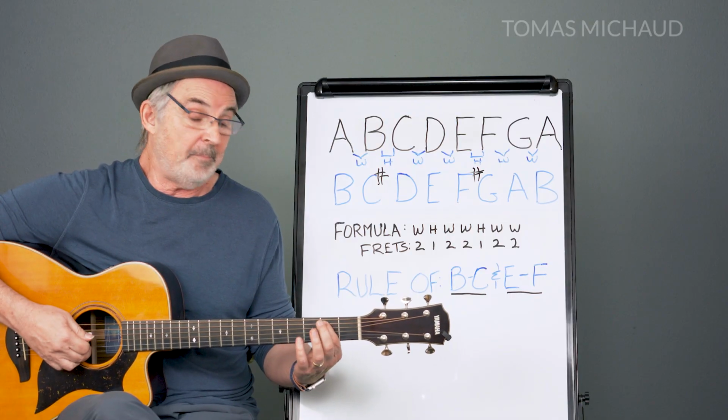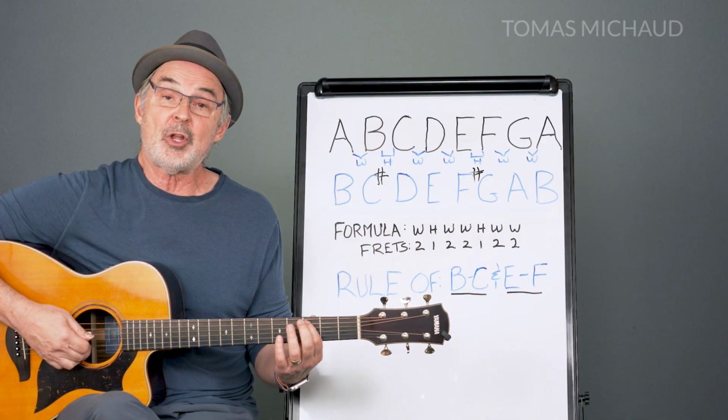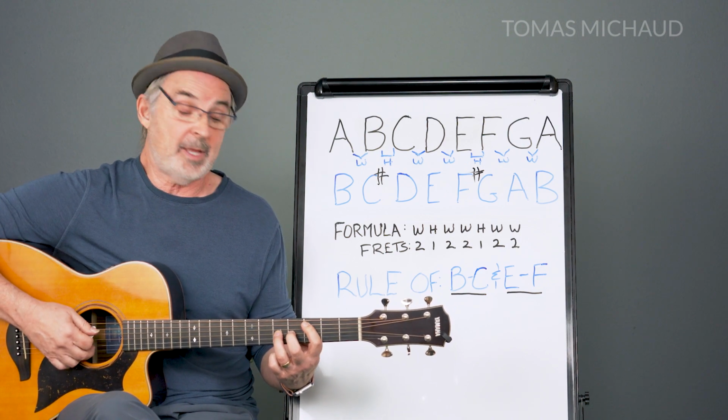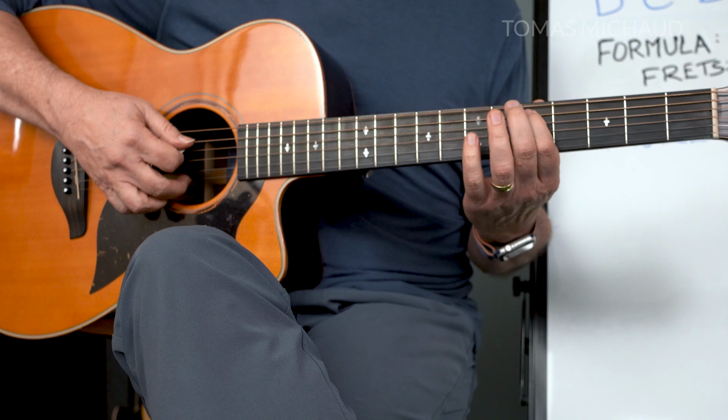So for example, I got B starting here. If I go to C and start there, I get a C minor scale. Let's go 2 more frets to D.